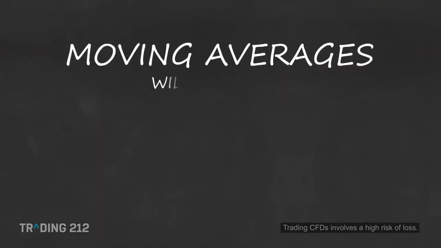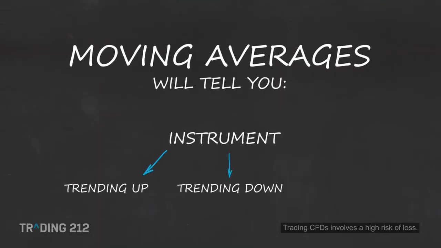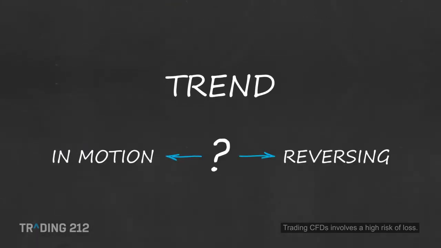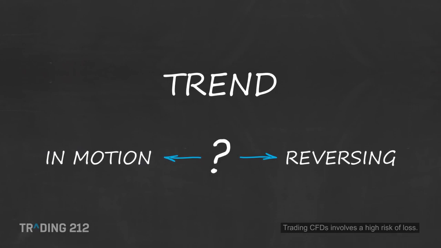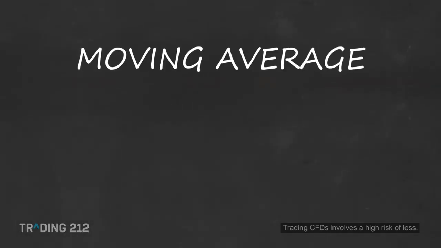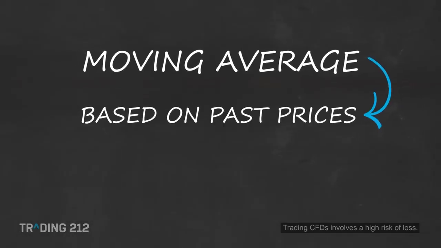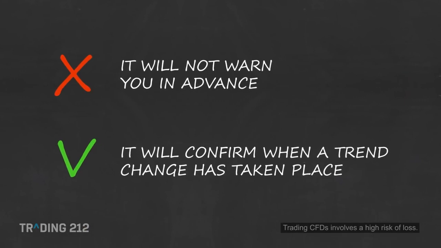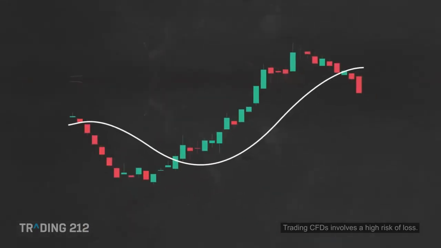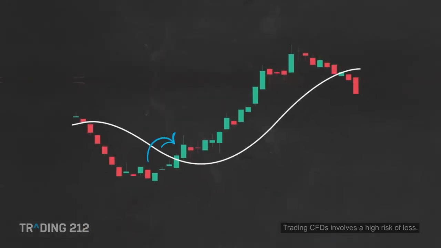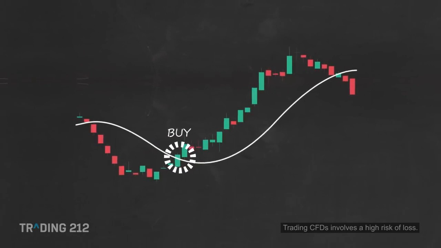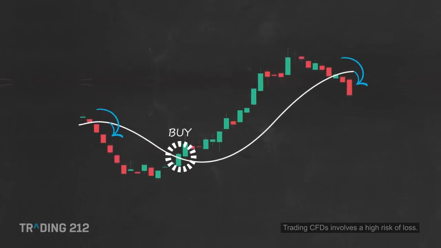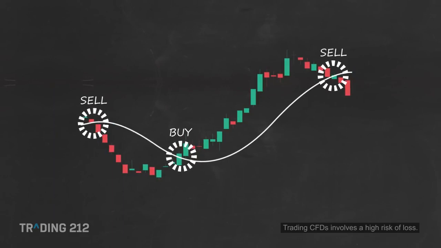So moving averages will tell you whether an instrument is trending up, down, or if it's ranging. It can tell you if a trend is still in motion and whether it is reversing or losing momentum. Have in mind that a moving average is based on past prices and is known as a lagging indicator. Therefore, it will not warn you in advance, but it will confirm when a trend change has taken place. At the most basic level, when the price crosses up and over the moving average, traders take this as a signal to buy. When it crosses down under the moving average line, they consider it a signal to sell.